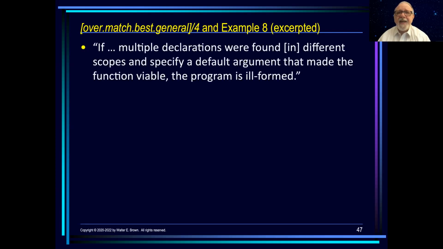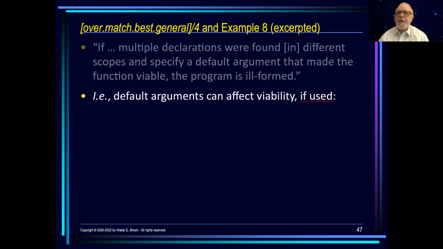In this part of the standard, we have the following specification. If multiple declarations were found in different scopes and specify a default argument that made the function viable, the program is ill-formed. Huh. How can that happen?